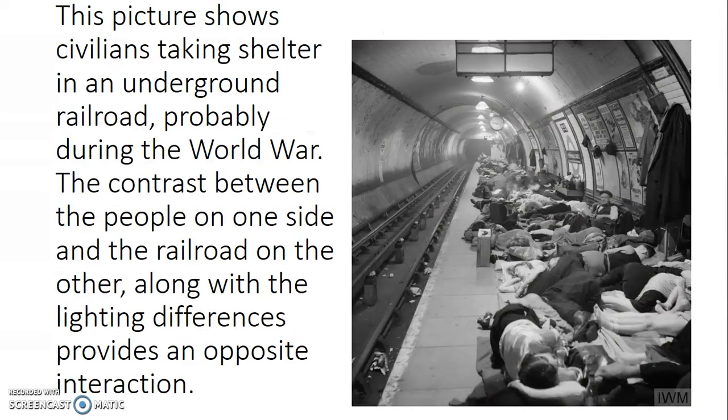This picture really spoke to me because it was during the World War, and on one side you have all the civilians, and on the other side you have the railroad. One side's really light and one side's really dark, and it has a really nice contrast to it. And also the curved lines of the ceiling, and how it just goes back into darkness. I just thought that was really cool. And I like the diagonal lines of the railroad, and then the horizontal lines of the tiles next to the people.